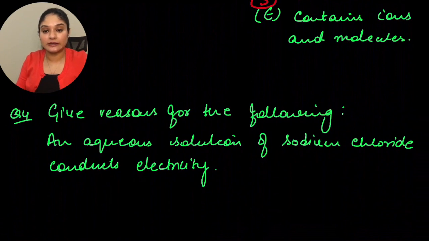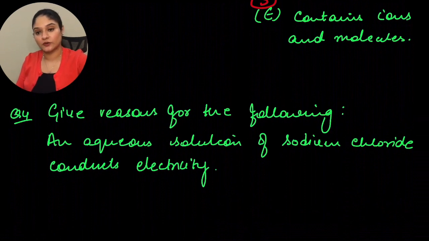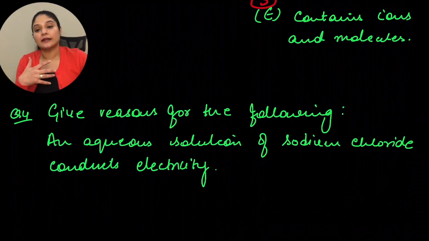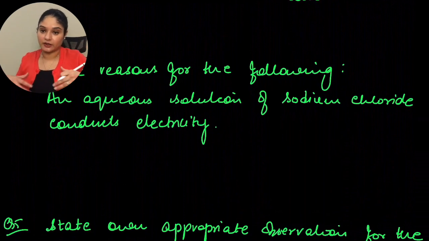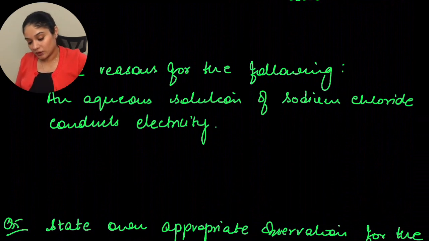The next question is, give reasons for the following. An aqueous solution of sodium chloride conducts electricity. So what will be your answer for this one? When you have an aqueous solution of sodium chloride, sodium chloride is an ionic compound. So when we mix water in it, it dissociates into respective ions, and these ions help in transmission of electricity and it increases the conductivity of the solution. So let's see what we can write here. We'll write sodium chloride is an ionic compound which dissociates completely and gives you ions, and these ions help in conduction of electricity. So let's move to the next one.